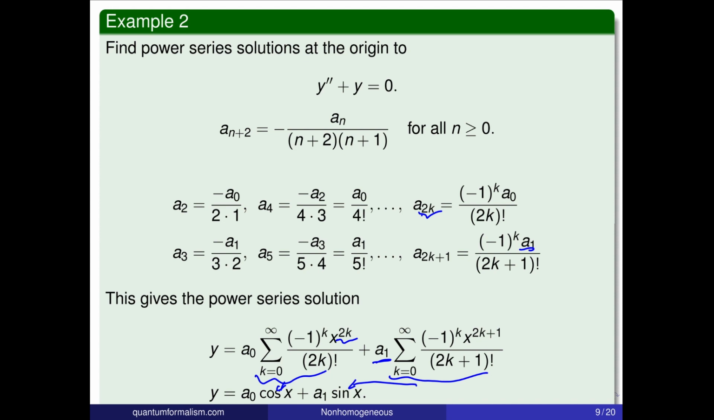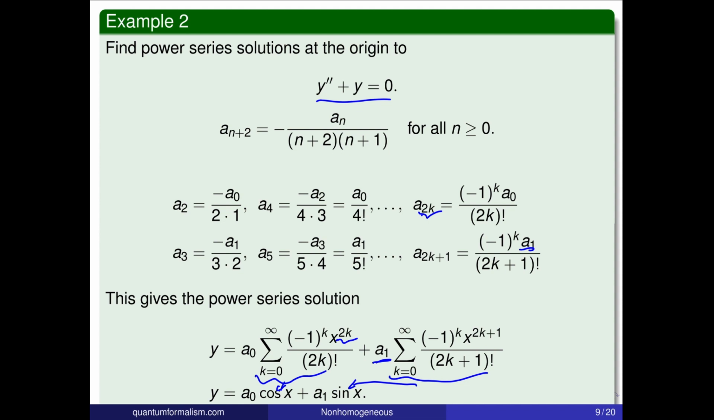We knew the solution to this equation already. It's some arbitrary constant times cosine x plus some other arbitrary constant times sine x. And so that's what we got. And in this case, those arbitrary constants are actually the power series coefficients for our power series solution, right? The coefficient in front of cosine x is the constant term of our power series, A0, and the coefficient in front of sine x is the constant term of our power series, A1. And it turns out those power series coefficients can be arbitrary.